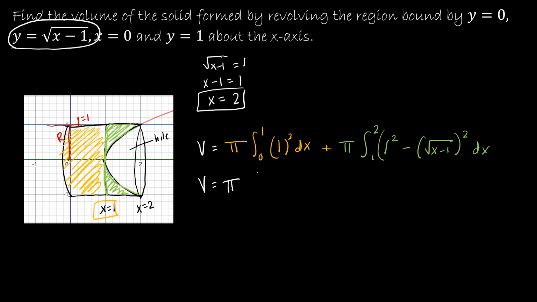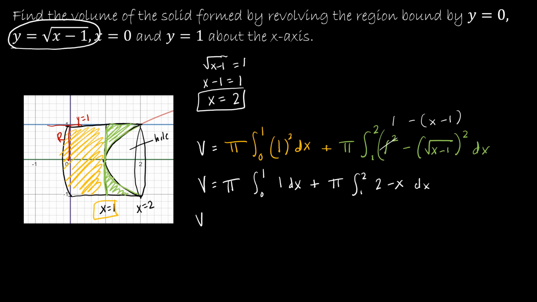So let's get cracking here. Again, from 0 to 1 of 1 squared, which is just 1 dx, and then this is from 1 to 2, and then simplifying what I have in here, obviously 1 squared is just 1, and the square root of x minus 1 squared is x minus 1, so I have 1 minus x minus 1, which gives me negative x plus 2, or 2 minus x. I guess it doesn't really matter how you do that. 2 minus x, and again, that's dx.